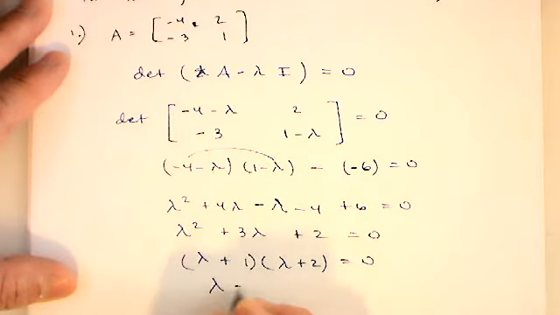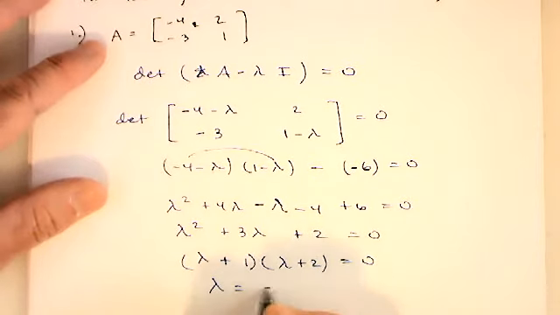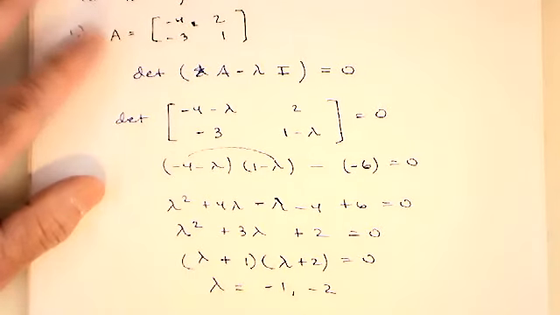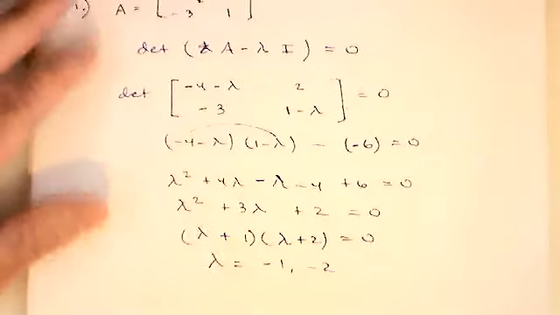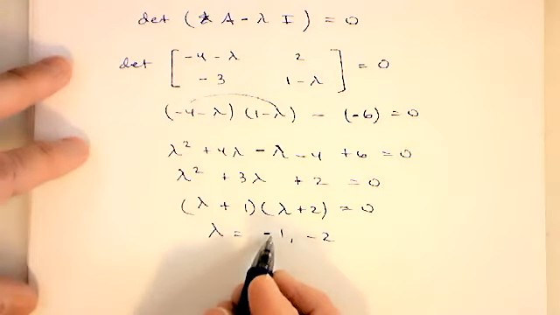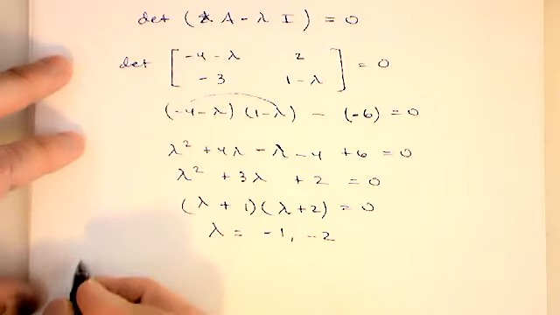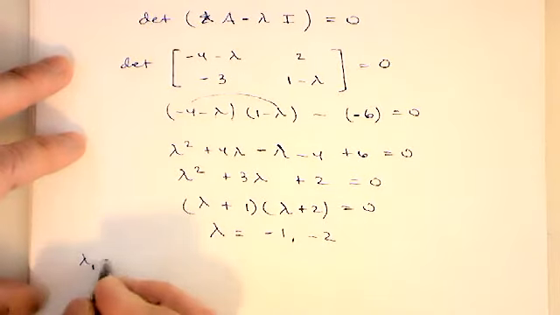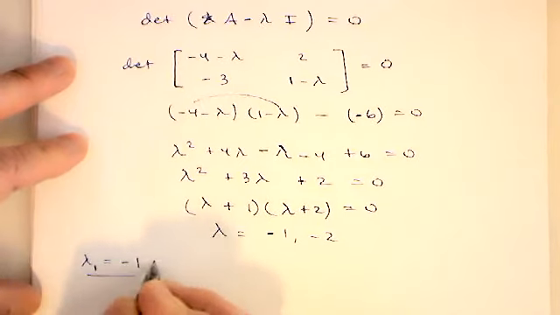So my 2 eigenvalues for this matrix are -1 and -2. Those are the only 2 possible eigenvalues for this matrix. So now what I need to do is find the corresponding eigenvectors. Every eigenvalue has a corresponding eigenvector. So to find, and it doesn't matter which one you do arbitrarily, let's call lambda 1 equals -1.